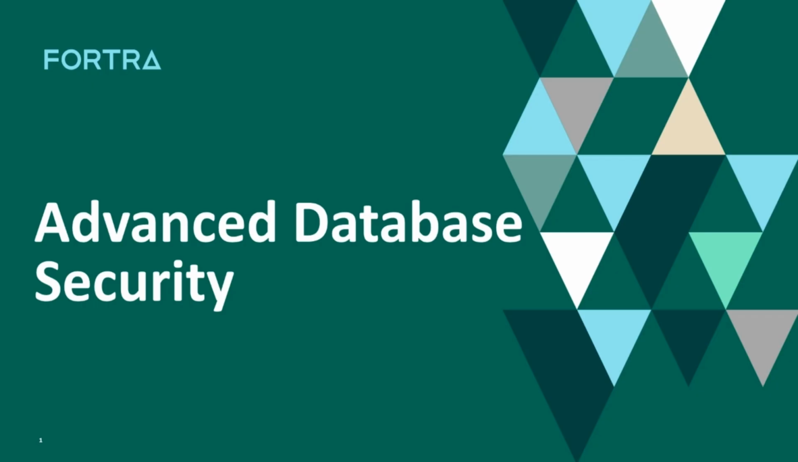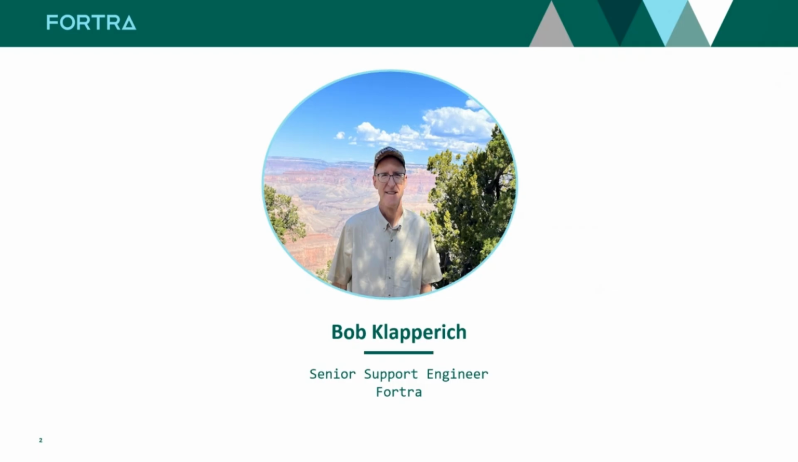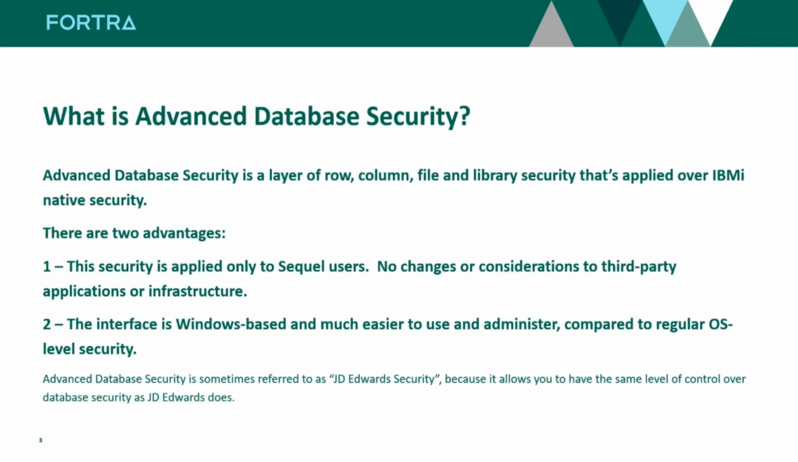Good day, everybody. Today we're going to be talking about advanced database security. I'm Bob Klaprick with the SQL support team, and today we're going to be talking about ADS, or Advanced Database Security. What exactly is that? Well, that's a SQL proprietary security layer that we can apply to rows, columns, files, and library security. Think of it as data security.